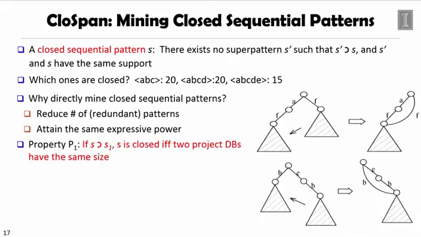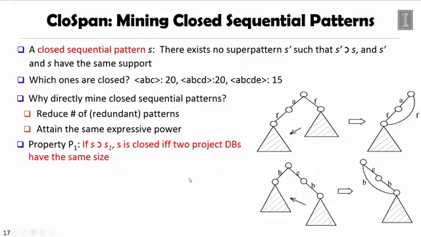There's one interesting property like this. If S is a superpattern of S1, S is closed if and only if the two projected databases have the same size. Let's look at this. For example, for this sequence database, you find the projected database for F, and for another sequence AF, this is the projected database. If these projected databases have exactly the same size, then this actually means AF is closed. Essentially, you only need to mine one. That means you can merge them.